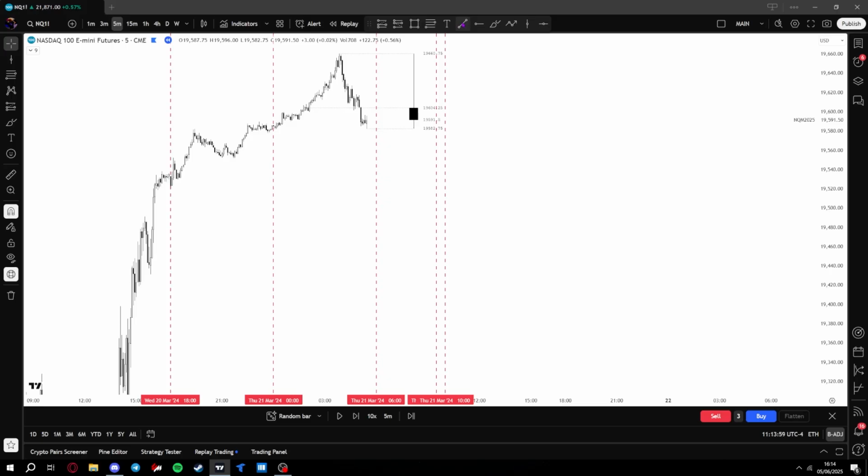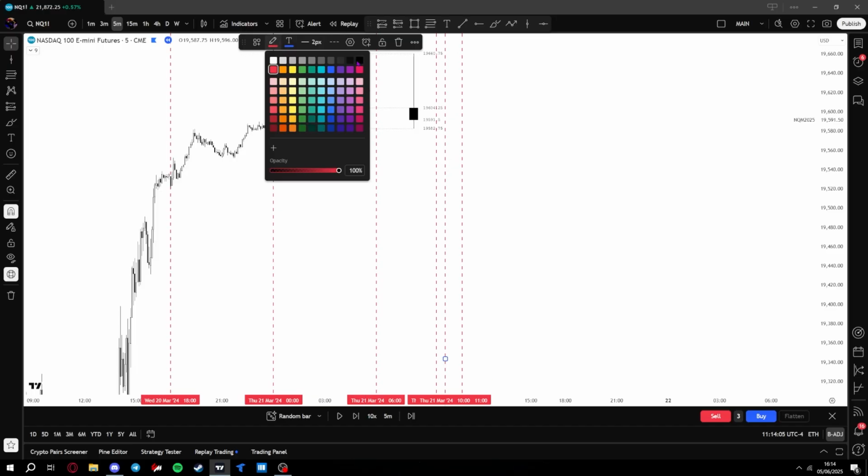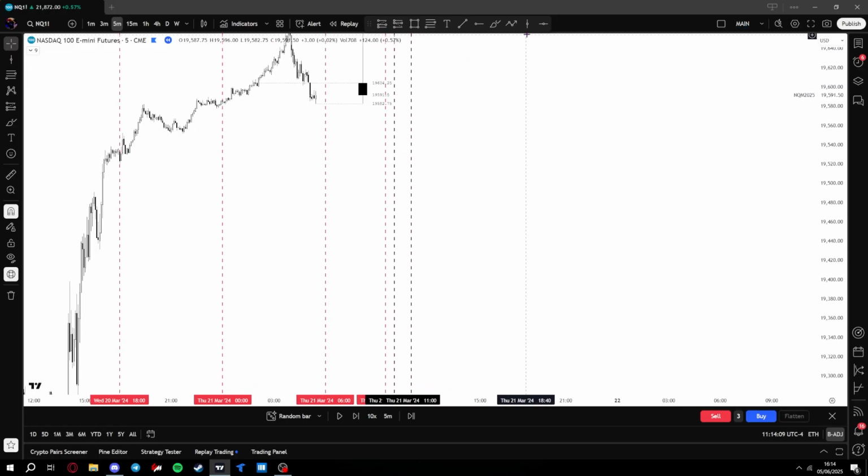And we have this between 10 and 11. This is our first trading window. Here, let me make this black. And our second trading window would be from 2 p.m. to 3 p.m.